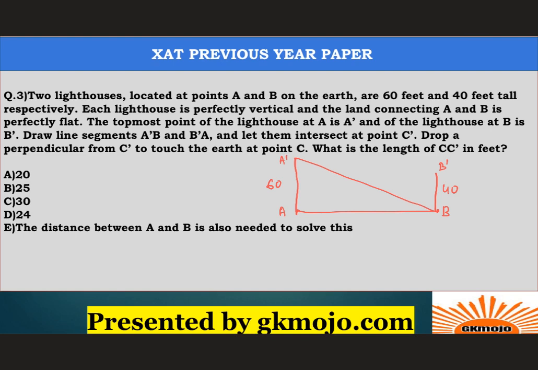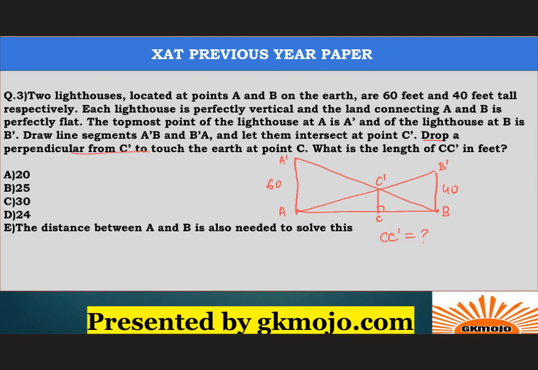Now it says connect A dash B, so we connect this A dash B, and it says connect AB dash, so we connect this AB dash over here. They say this point of intersection is C dash. And when we draw a perpendicular from C dash to touch the earth at point C, this is C. So you have to find out the length of CC dash, right?